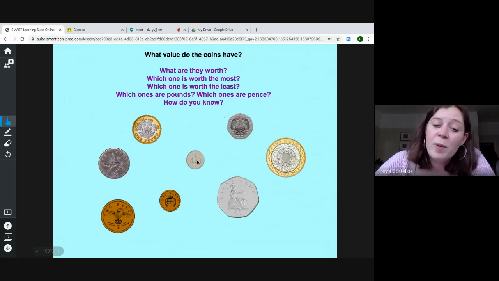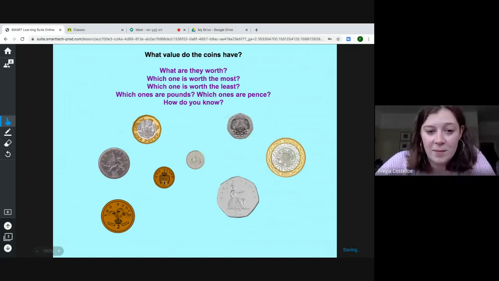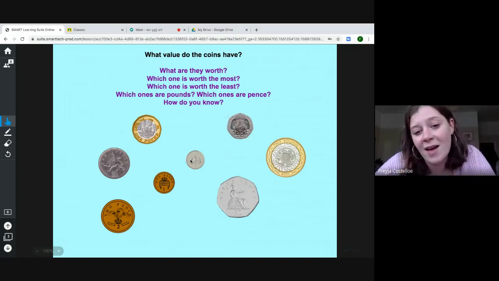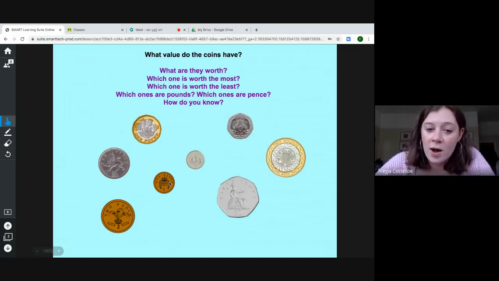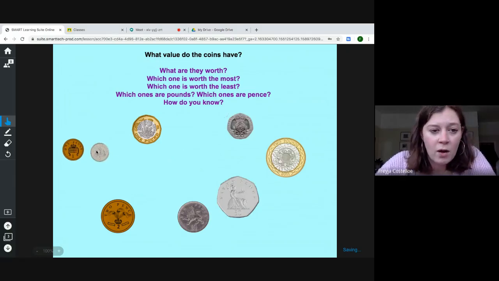And if it's 5p, it means it is worth how many of these little pennies? 5 of them. Okay, so it is worth 5 of these little pennies, which means it has a greater value than our 1p. Okay, so even though our 1p is bigger than our 5p, it is worth less.